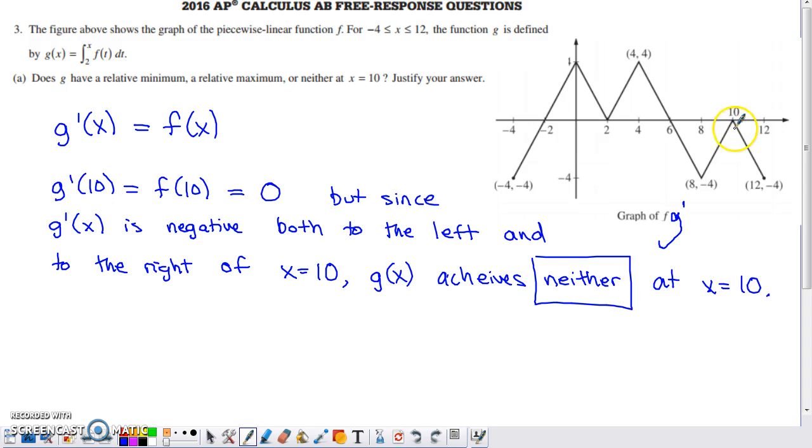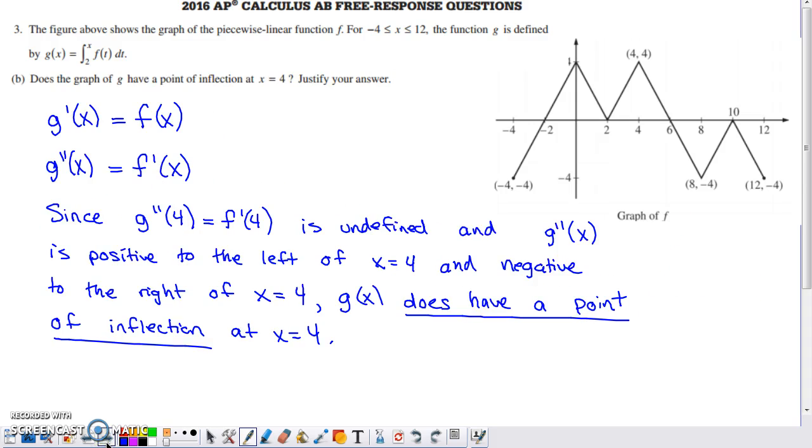But then if you look at the sign of g prime on either side, and keep in mind, this is a graph of g prime. Since g prime equals f, we've got a negative value on the graph of g prime to the left of 10. We have a negative value on the graph of g prime to the right of 10. Since g prime is negative both to the left and right of 10, you don't have either a max or a min at that x.